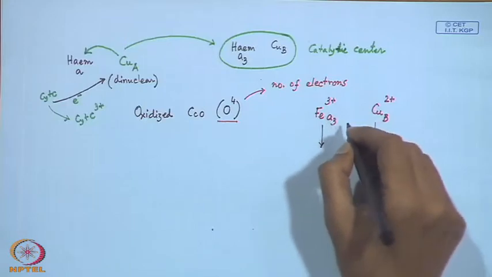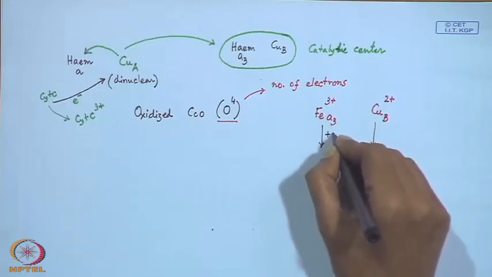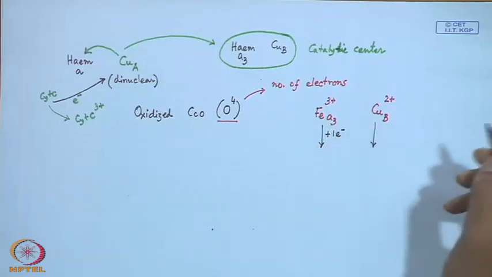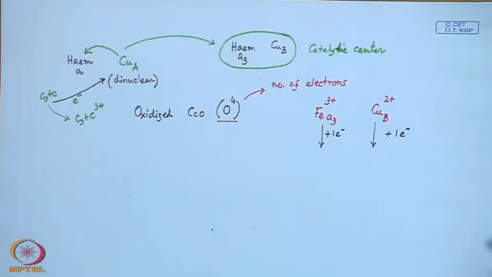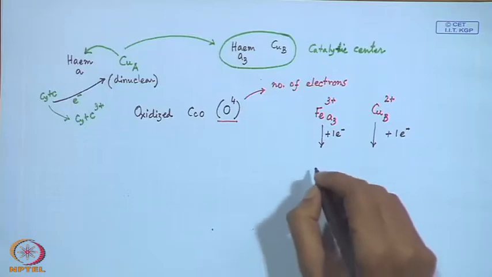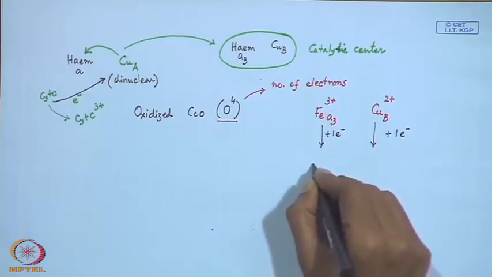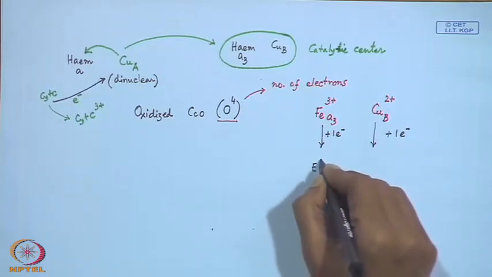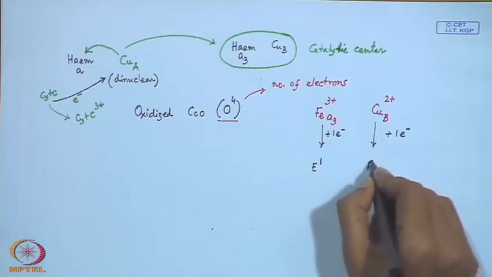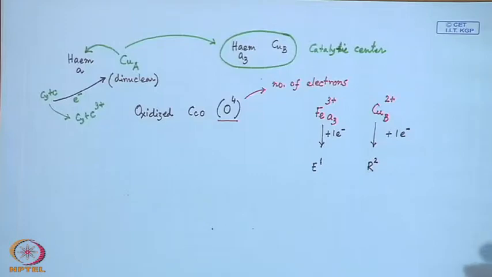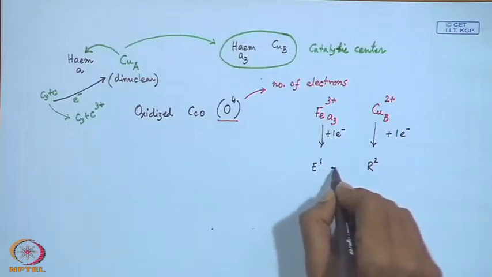So, if we can go for a reduction of 1 electron of this particular state and 1 electron of this particular state, we get another state which is labeled as U1, and the second electron, that means U1 will go to R2.